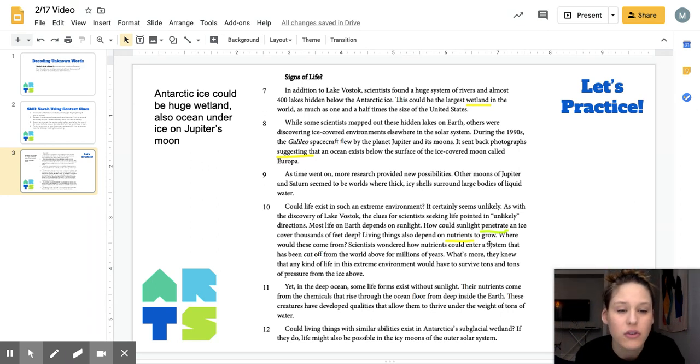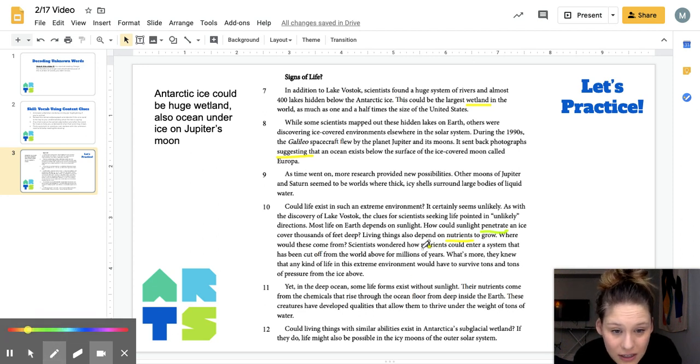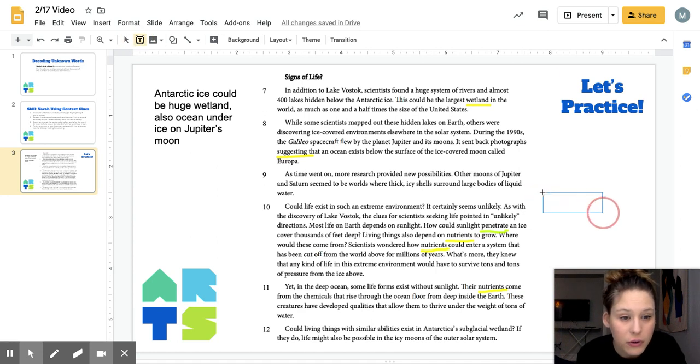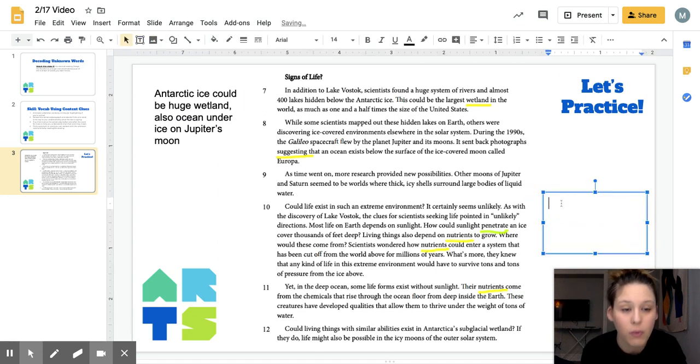But living things also depend on nutrients to grow. And then they talk about nutrients again. So even if I didn't understand penetrate, we could talk about nutrients because that seems pretty important. I see it one, I see it two, I see it three, and we haven't even read down here yet, right? I see it at least 3 times. That is a huge key for me that nutrients needs to be a priority. So I'm going to go here and we're going to create a box and we're going to talk about how we figure out what nutrients means.